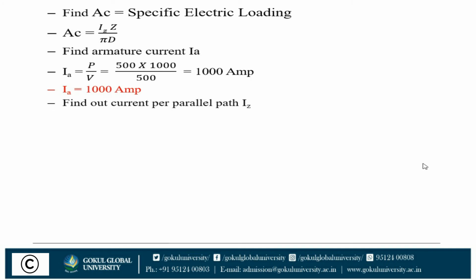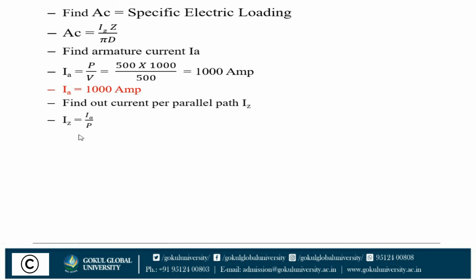So find out the current per parallel path Iz. How to find Iz? Iz is equal to Ia divided by P. This is a really important condition, so we have to find Ia because Iz is really very necessary. Why? Because AC is equal to Iz into Z divided by pi D. Z is given, pi is given, D is given, but Iz is not given. So it's not possible without Iz. To find the specific electric loading, that's why I have to solve for the armature current.